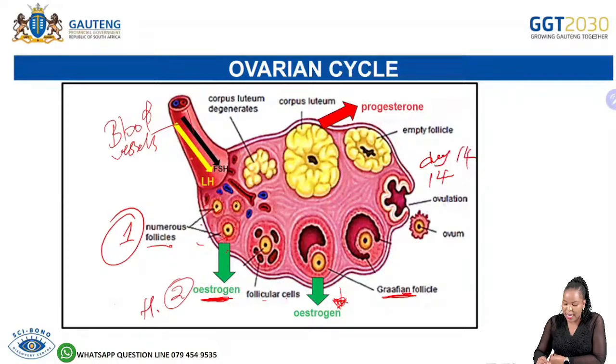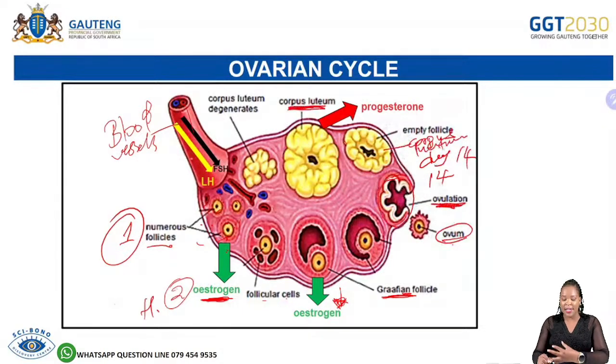This is what we were talking about, day 14. And when it ruptures on day 14, it releases an ovum. This is what we call ovulation. And therefore, after the ovum has been released, this Graafian follicle will change its name and become a corpus luteum. You see this yellow body here? We call it a corpus luteum. It's written here, the corpus luteum. It is that yellow body. And once this corpus luteum is formed, it is going to secrete another hormone, which is progesterone.